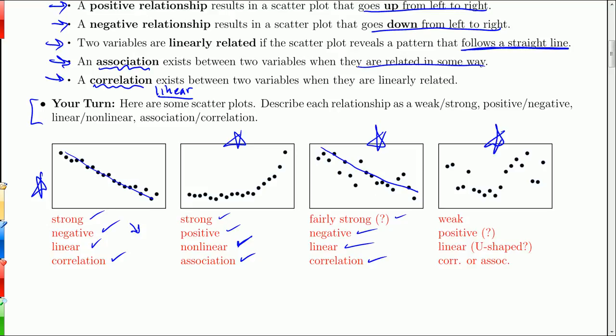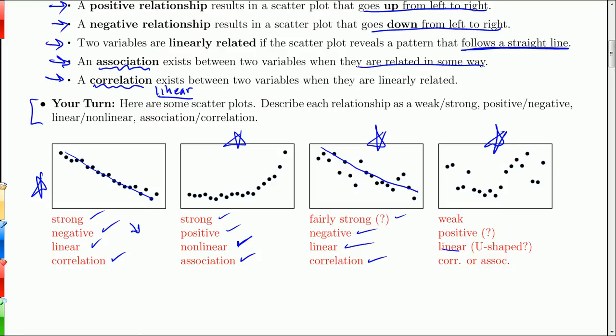Then this fourth one is definitely a little harder to call. It certainly seems weak. Positive or negative, it's hard for me. That's why the question mark. If you're over here, it looks negative. If you're over here, it looks positive. But then if you try to draw a line through the whole thing, I would probably think that it's positive. That's why I have positive, but there's a question mark there.